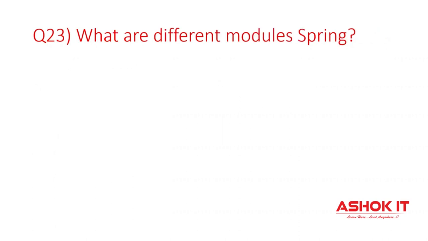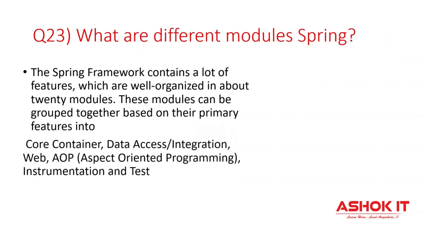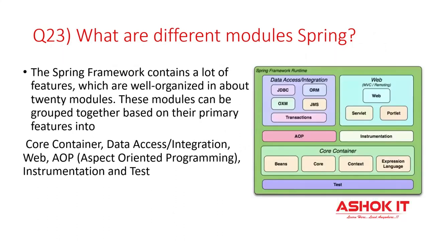Question number 23. What are the different modules in Spring? Remember, Spring is a collection of so many modules in a well organized way. Those can be given as some groups: core module, database module, web module, aspect oriented programming, instrumentation, and test modules. You can see a small diagram is given: core container, AOP, instrumentation, data access, web, and test. By using these modules only, we are going to implement the application. And every module has internal chapters or concepts. You can just observe there.